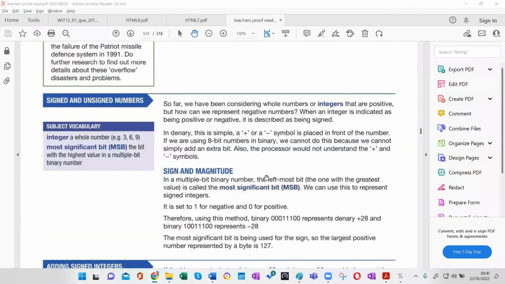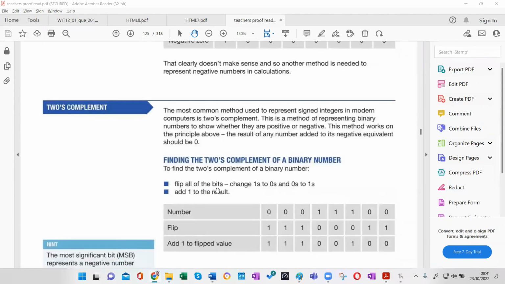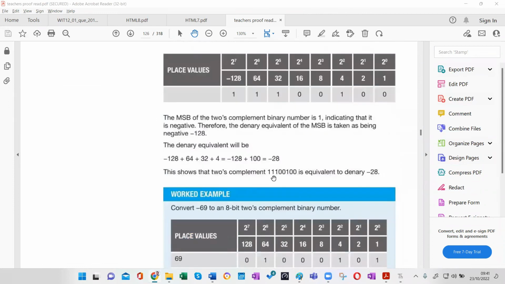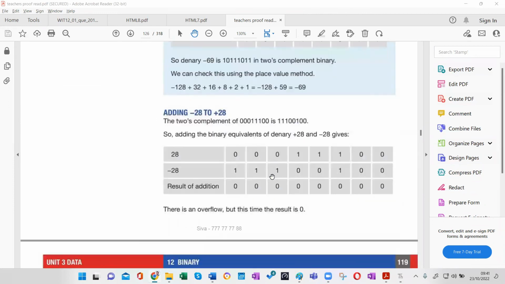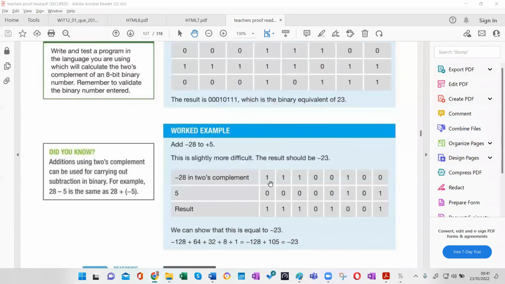Okay. And later on, we have some difficult sections like sign and magnitude, two's complement, and especially arithmetic. The binary shifts are quite difficult, and they want us to finish the chapter. So don't miss any classes. Try to attend or at least refer to the video.